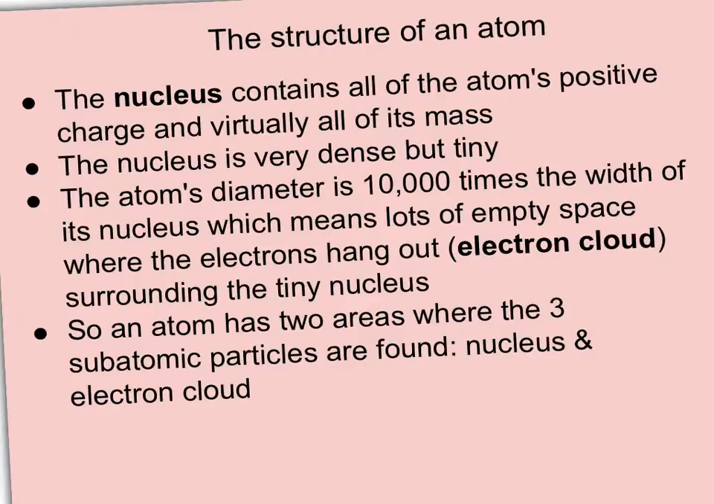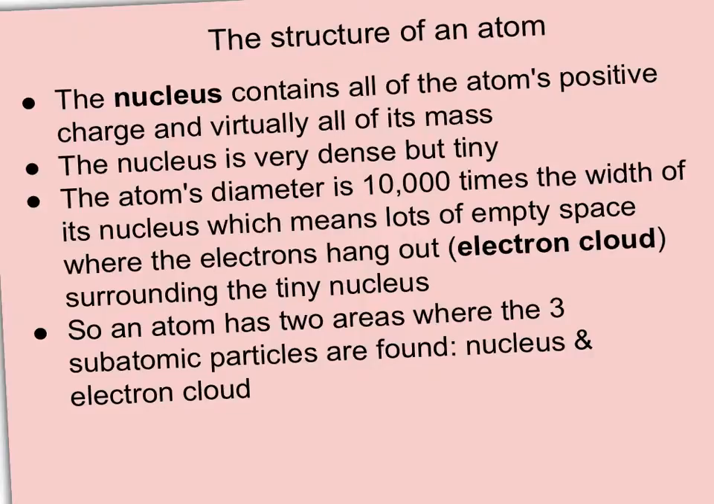And then the atom's diameter is ginormous compared to the nucleus. It's estimated to be 10,000 times the width of its nucleus, which means there's a ton of empty space around this nucleus. And in that empty space is where the electrons hang out. They just move pretty randomly, although not totally randomly, out in that space. And that's called the electron cloud.